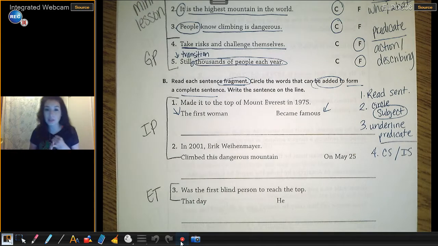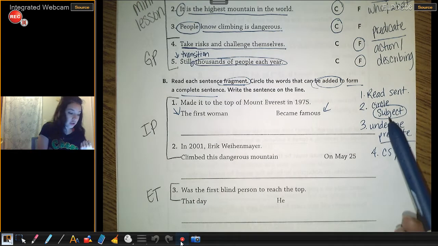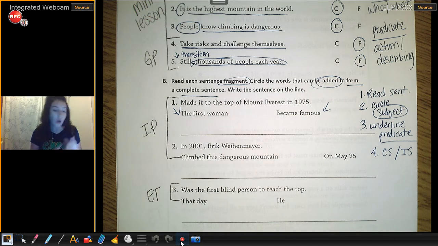So as you're checking here, okay, I want you to still practice your labeling, even though we already know it is a fragment. And then you're going to find out by your labeling, okay, I didn't circle a subject, so I'm missing a subject. Or I didn't underline a predicate, so I'm missing a predicate. You are checking for that.